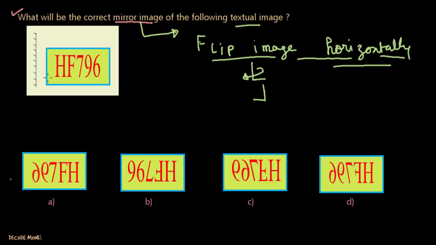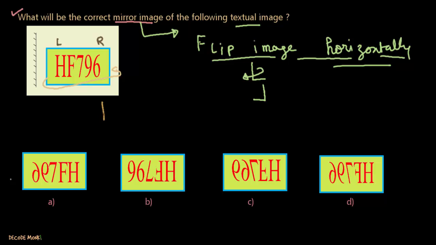So if you flip this horizontally, then this H will come on the right hand side. H is initially on the left hand side and 6 on the right hand side. So H will come on the right hand side. To test what I am telling, you can write these alphabets and numbers, HF796, on a page and stand in front of a mirror and see what happens. So now on the right hand side H will come.